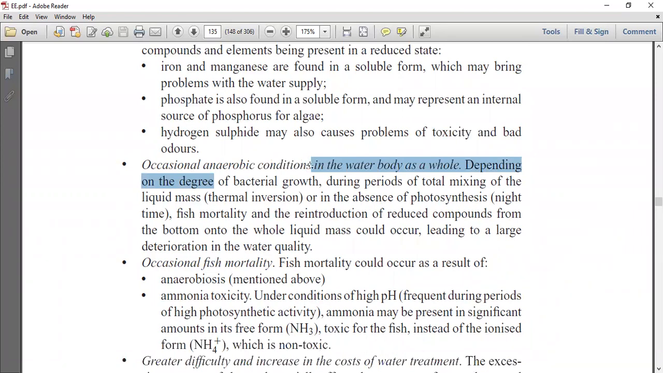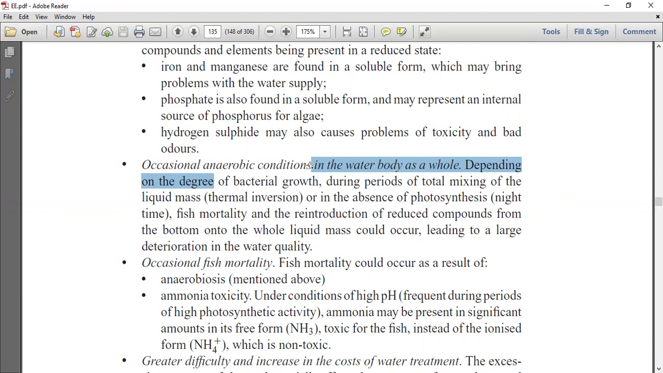Occasional anaerobic conditions in the water body as a whole. Depending on the degree of bacterial growth, during the period of total mixing of the liquid mass or in the absence of photosynthesis, fish mortality and the release of reduced compounds from the bottom into the whole liquid mass could occur, leading to a large deterioration in the water quality. The last is occasional fish mortality.